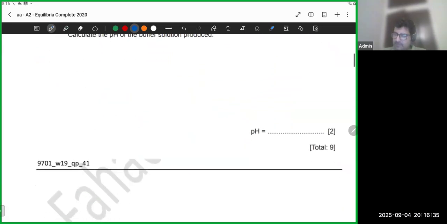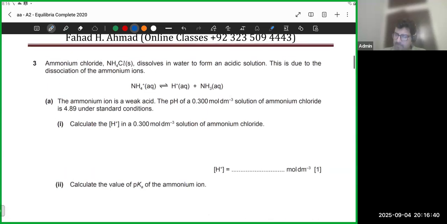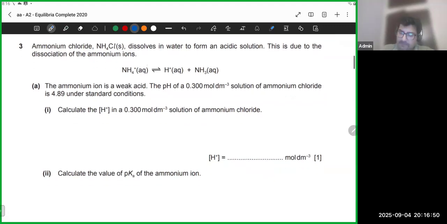Okay, anyways, skip this one. We just focus on the key questions. Okay, so over here, we can try this one. Again, it's the same equation. You got a weak acid, it dissociates, produces H+1, and it produces some other thing, right? So you're saying the ammonium ion is a weak acid. Okay, the pH of a 0.3. So we know that ammonium has a concentration of 0.3 mole per dm cube.